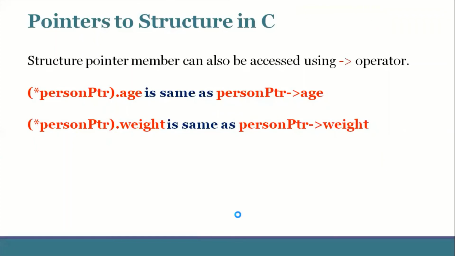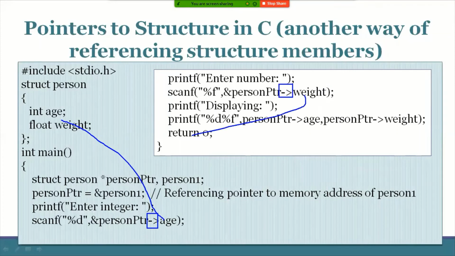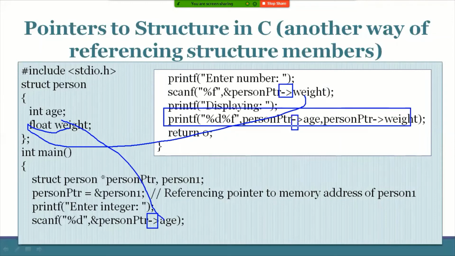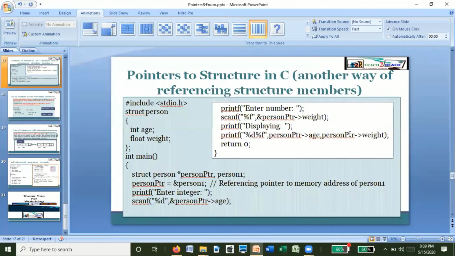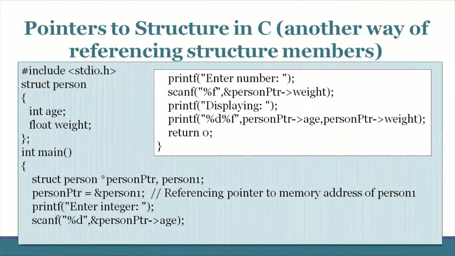So this example can be in another format. We can write it with the help of the arrow operator like this. Same program. See here, the arrow operator is used to access members. The arrow operator is used to access members of the structure. The same thing we can display with the help of the printf statement by specifying the arrow operator, age as well as weight. That is about pointers to structures, another way of referencing a structure with the help of the arrow operator.